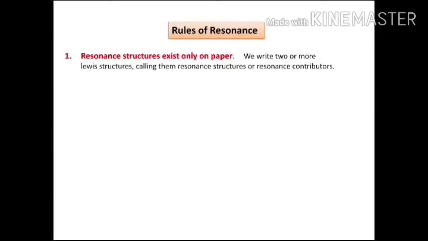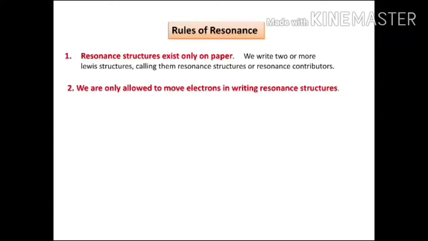The resonance concept is that if you are drawing a Lewis structure for a given molecule and you are unable to draw it within a single structure, such a phenomenon is called resonance. In resonance we can have different Lewis structures, and these contributing structures are called resonance canonical forms.